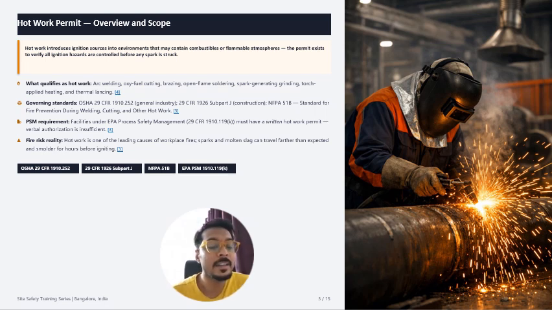Fire risk reality: hot work is one of the leading causes of workplace fires. Sparks and molten slag can travel further than expected. So what are these regulations? We talk about OSHA 29 CFR 1926, NFPA 51B, and other standards. That is the kind of thing we will follow, the regulations and all this part.